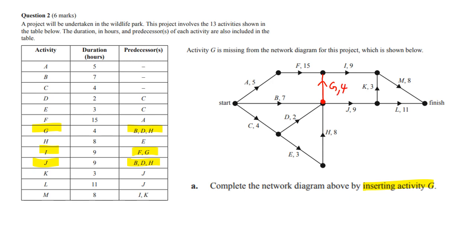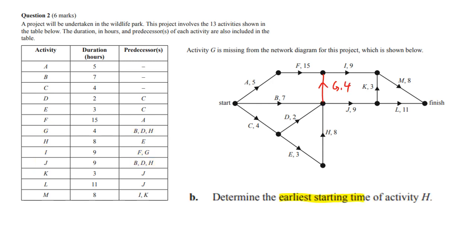And our diagram is now complete. If you just check it through, J has not been affected there, it still has B, D, and H. And G has B, D, and H, and I does have F and G as immediate predecessors. All good. Okay, let's get the EST of H. Well, look, there's only one way to get to the beginning of H, which is that path. There are no other paths, so it is 7 hours.